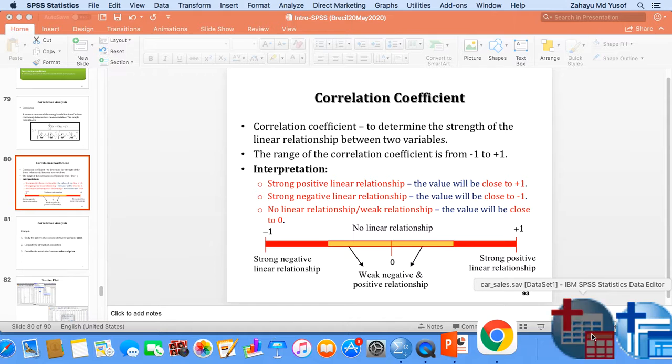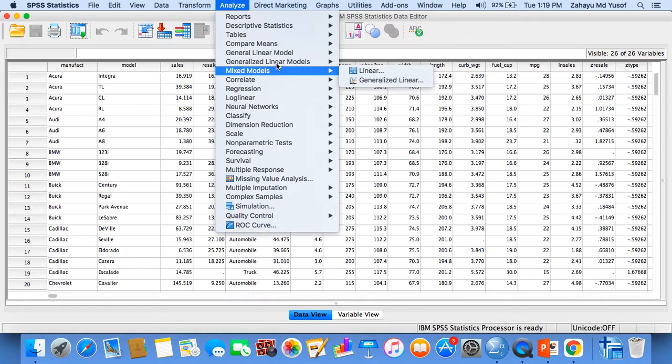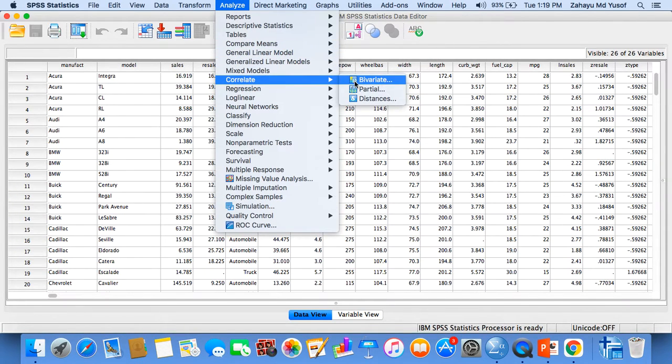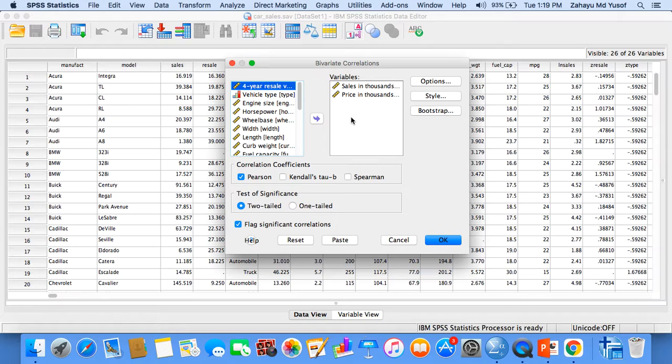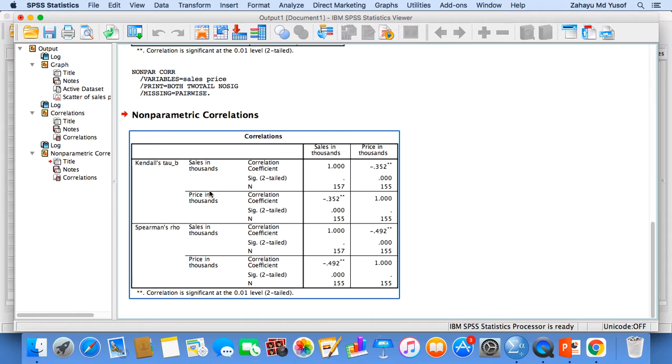Now let's get the correlation value using non-parametric tests. Go to Analyze, choose Correlate, Bivariate. Okay, the same variables, sales and price, but now we are using non-parametric, so we can choose Kendall's tau-b or Spearman or both. So just click OK. SPSS will give you all the output. So you have the Kendall's tau-b output on the top, and then the Spearman rho output at the bottom.